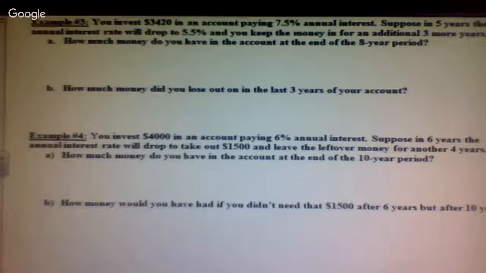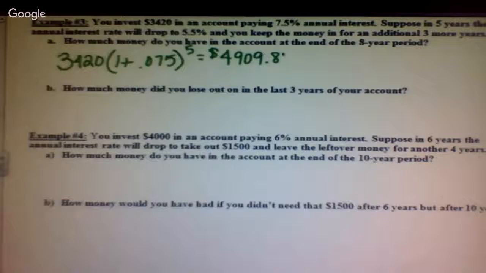So first off, how much money am I investing? 3,400. Okay, what is the interest rate when I first put it in? 7.5%, written as a decimal is 0.075, raised to the 5. Remember, it's only at this interest rate for 5 years. So this has to be raised to the 5. What do we get at the end of those 5 years? $4,909.85.